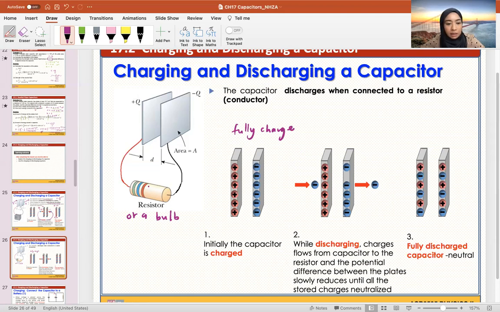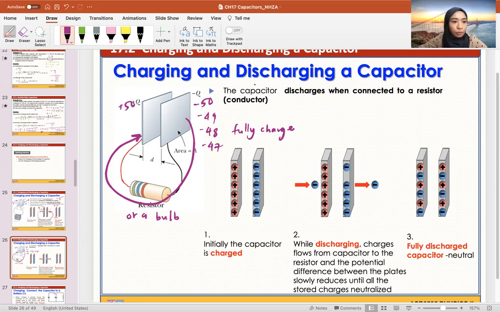So what happens is that previously the battery gave energy to move the charges about, right? Now, the resistor is a passive component. It does not provide energy. It's just passive. It's just laying there. It's not doing anything actually. And what happens is that the negative plate will be transferring the negatives back to the positive. And you can transfer one by one by one. Let's say we had a negative 50 and a positive 50 over here. So it will transfer one by one, minus 49, minus 48, minus 47. The value of net negative will decrease slowly until the positive charge and negative charge become neutral again.